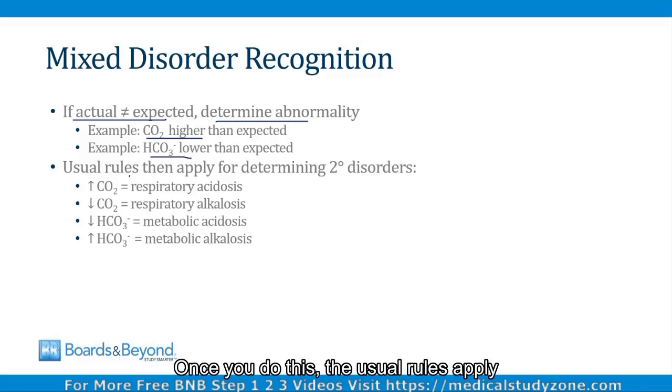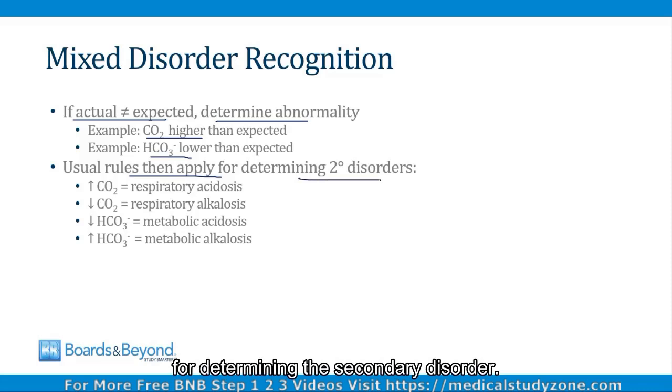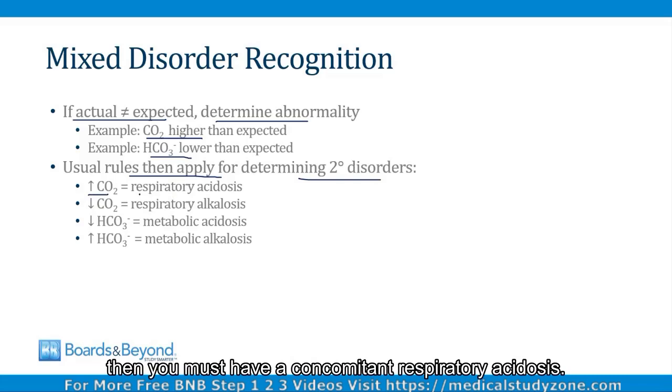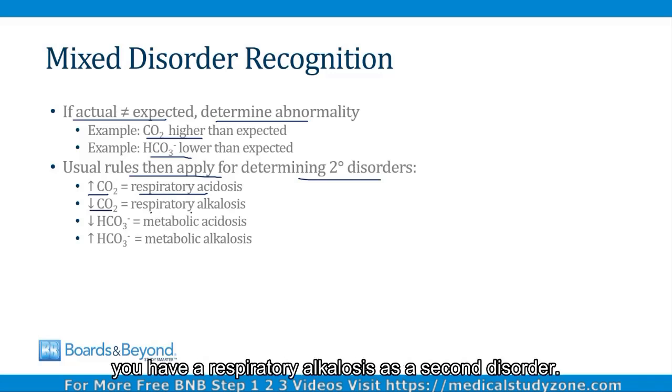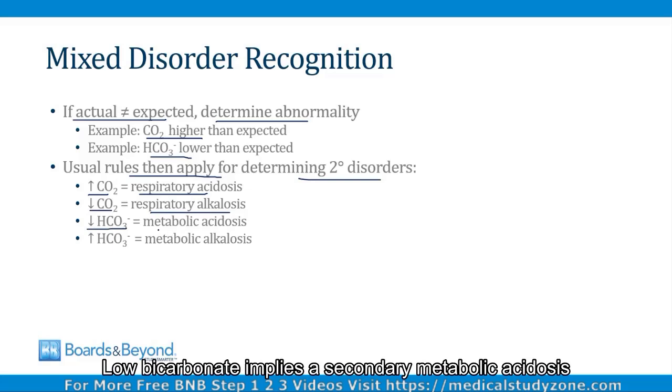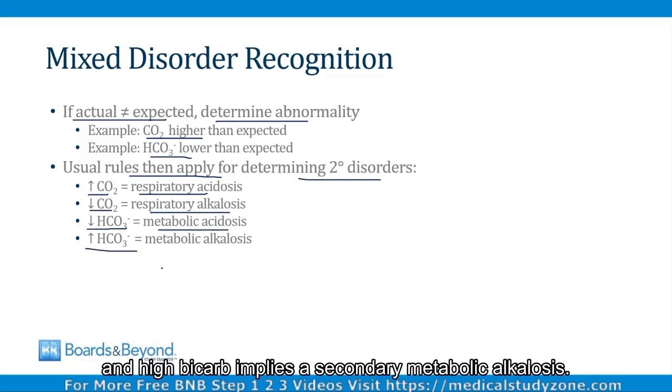Once you do this, the usual rules apply for determining the secondary disorder. If you have a CO2 that's higher than expected, then you must have a concomitant respiratory acidosis. If the CO2 is lower than expected, you have a respiratory alkalosis as a second disorder. Low bicarbonate implies a secondary metabolic acidosis, and high bicarb implies a secondary metabolic alkalosis.